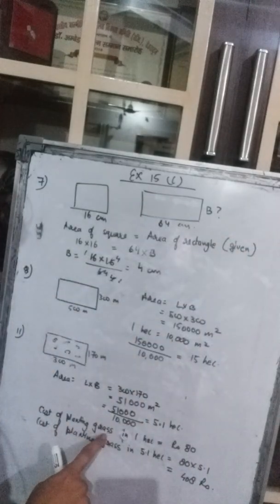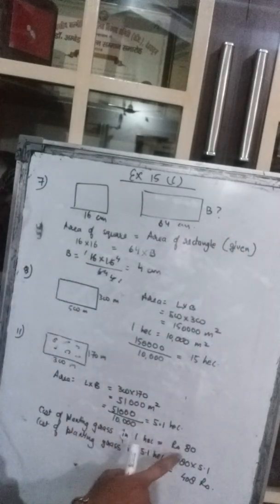Why? Because they are saying that the cost of planting grass we have to find out at the rate of rupees 80 per hectare. That means the cost of growing grass in 1 hectare is how much? ₹80. Okay. So cost of planting grass in 1 hectare is equal to ₹80.